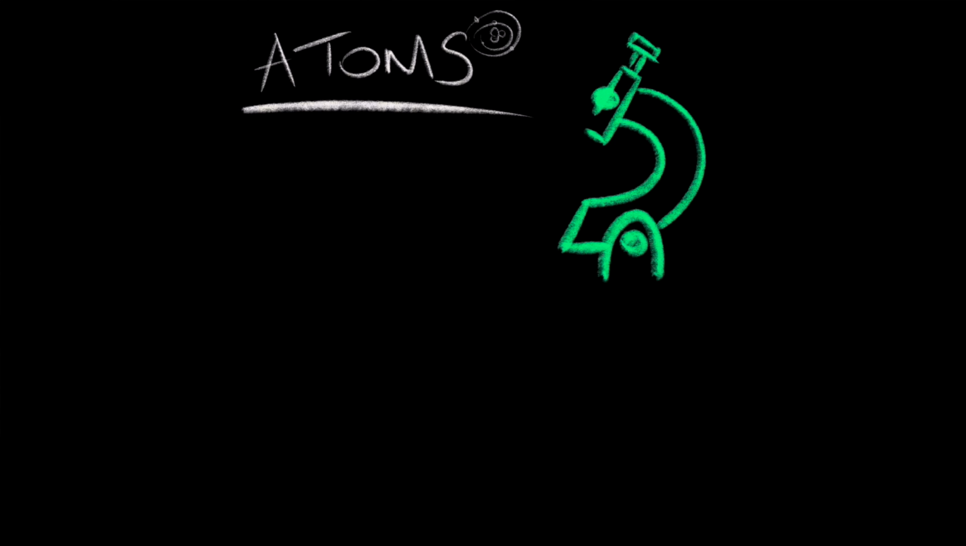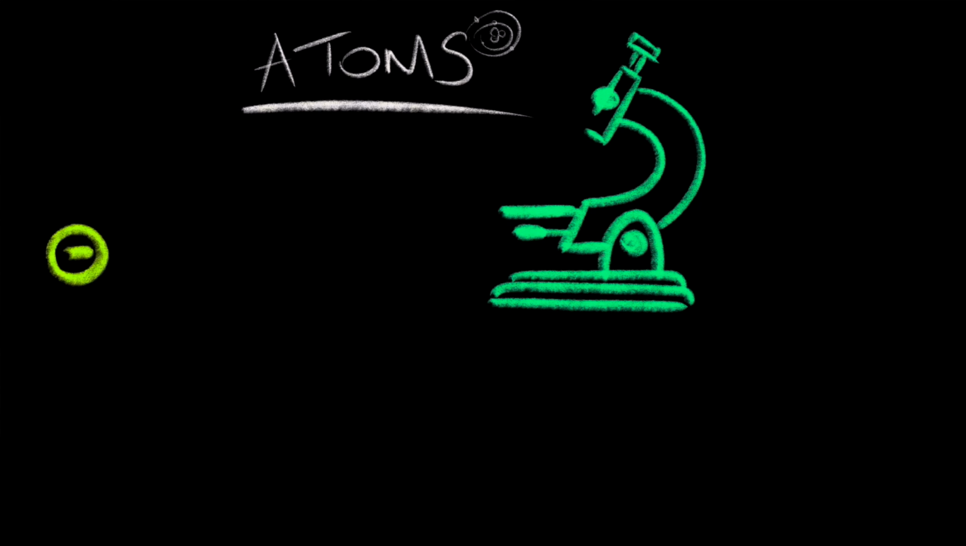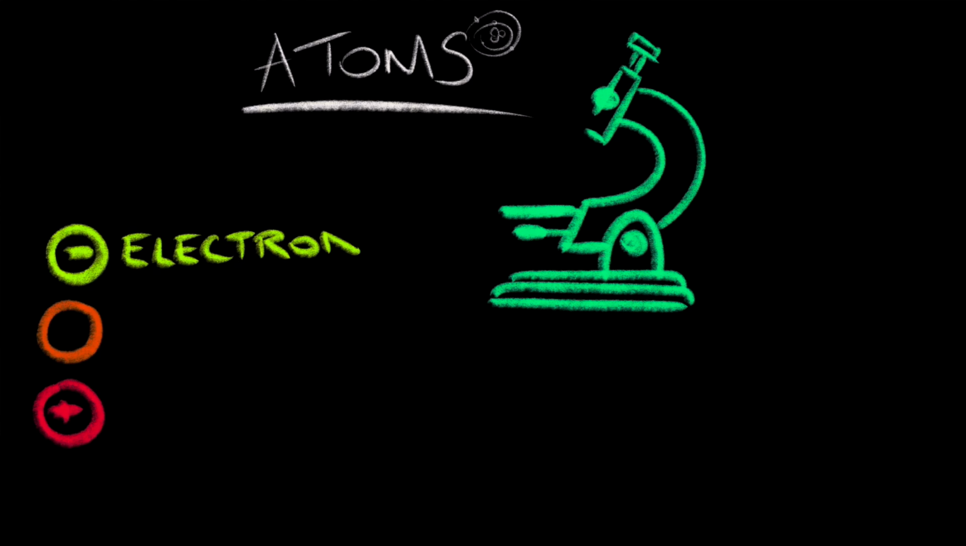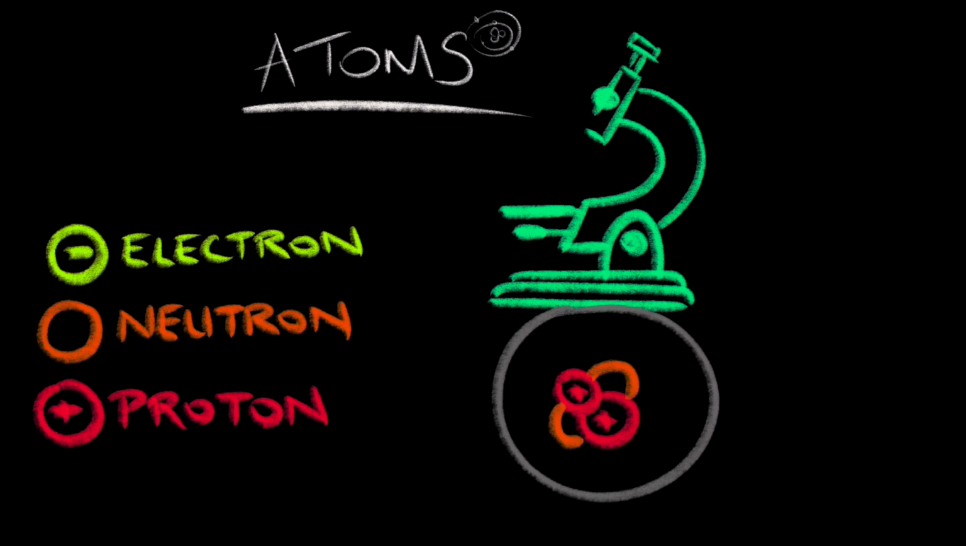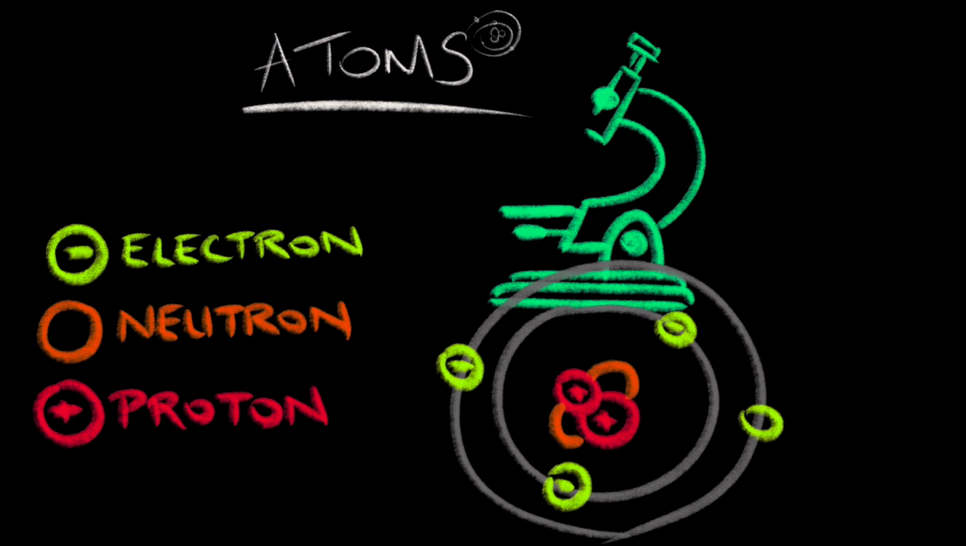A number of positive and neutral charges cuddle together in the middle of the atom, while the negative charges float around the outside like planets around our sun. The positive charges are called protons, the neutral charges are called neutrons, and the negative charges are called electrons. Depending on the number of protons, neutrons and electrons inside the atom, we have different materials.